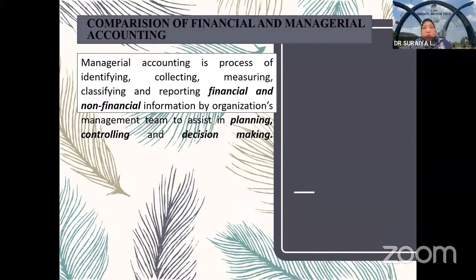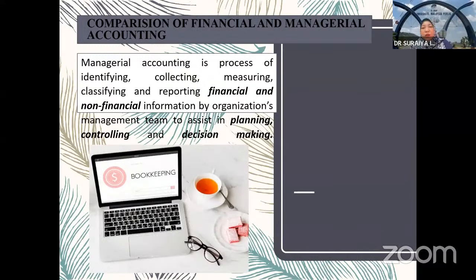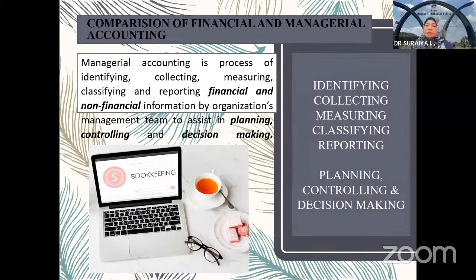So when defining managerial accounting, we have to look into three categories: planning, controlling, and decision making. This includes bookkeeping in financial accounting to support the managerial accounting concept. It is embedded with identifying, collecting, measuring, and classifying before it comes to reporting.